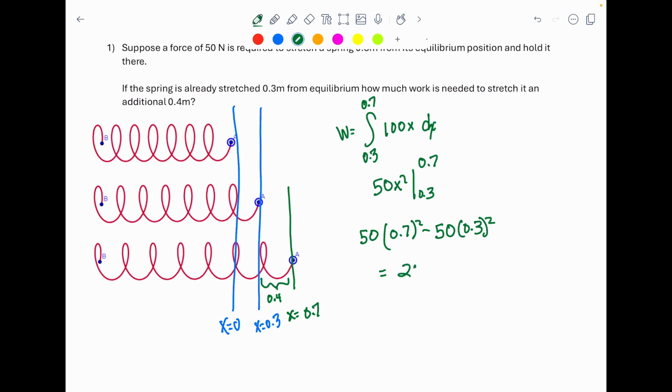We end up getting 20 joules. That's how much work it takes to take a spring that's already stretched 0.3 meters and stretch it an additional 0.4 meters.